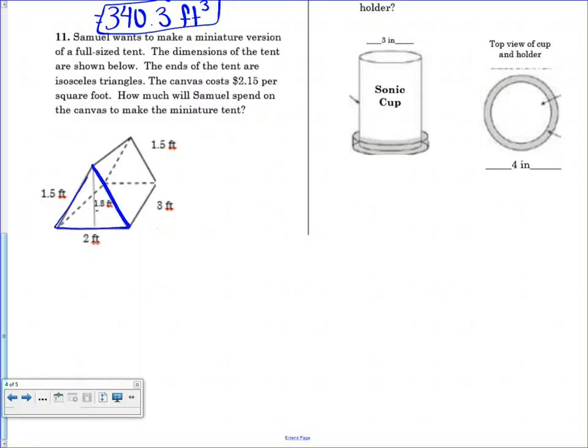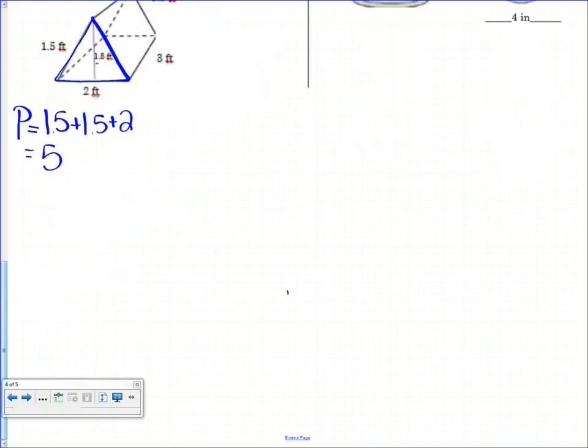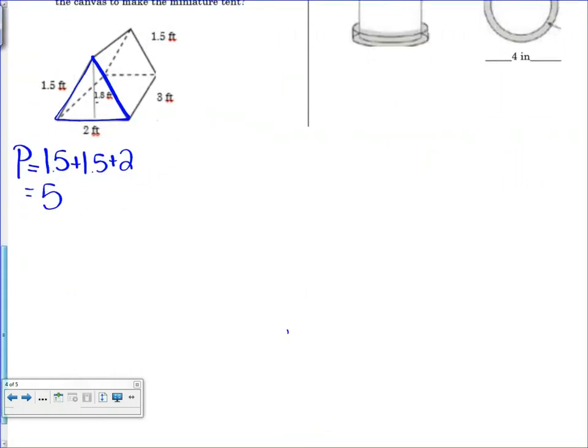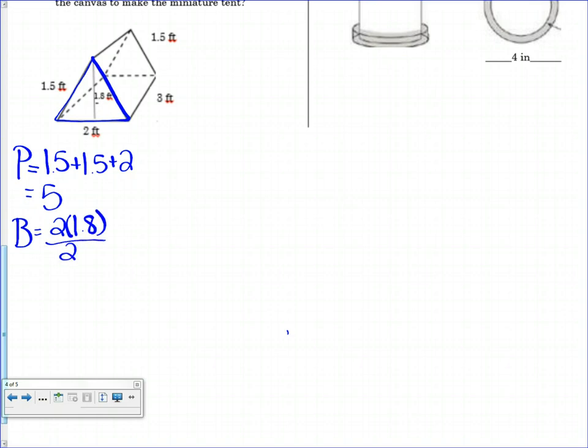The base is this triangle. So we're going to find the perimeter of that. 1.5 plus 1.5 plus 2, which is 5. Next, we need to find the area of the base. Because my base is a triangle, we're going to do base of the triangle times the height divided by 2, which is just 1.8. And then H is the height of my prism. So not the height of the triangle, the height of the prism, which is right here. 3 feet, the distance between the bases.